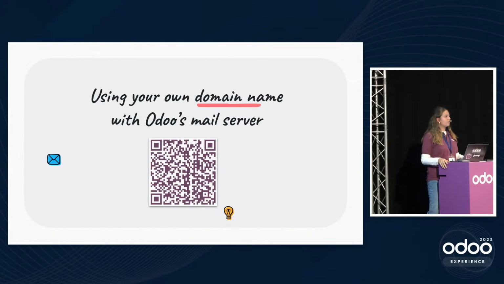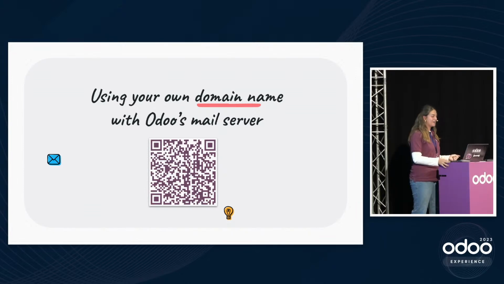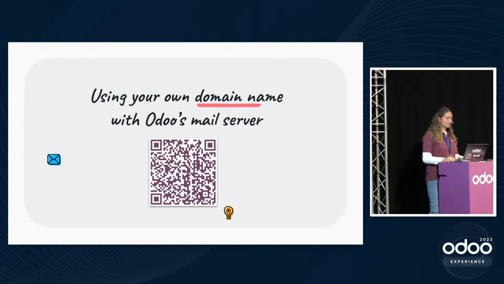But what if I have my own domain that I bought from OVH or another provider, for example, that I'm already using for another website or another email box, and I don't want emails to be sent from Odoo subdomain? Is it possible? Yes, it is. Everything is possible with Odoo, of course.